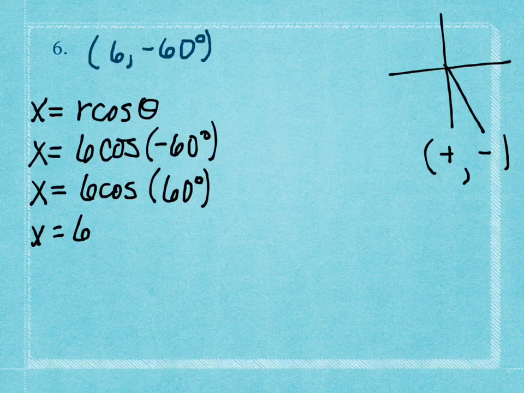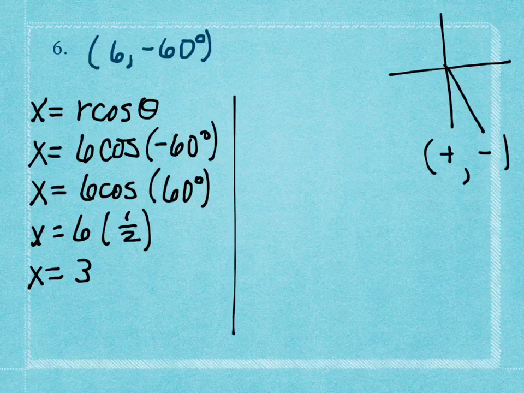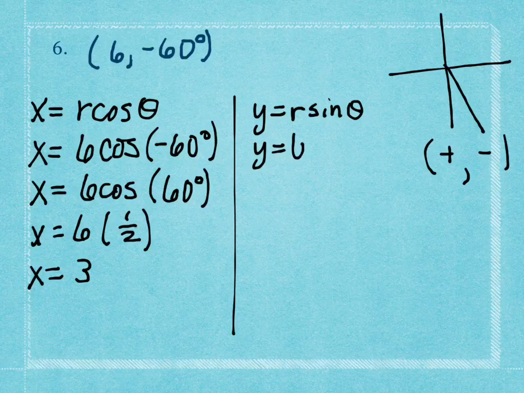It's 1/2. Good. Cosine's 1/2. Okay, so then what's 6 times 1/2? 3. Awesome. So we've got 3. So that's x. Let's find y now. Y is r sine of theta. R, as we established, is 6, and theta is negative 60.